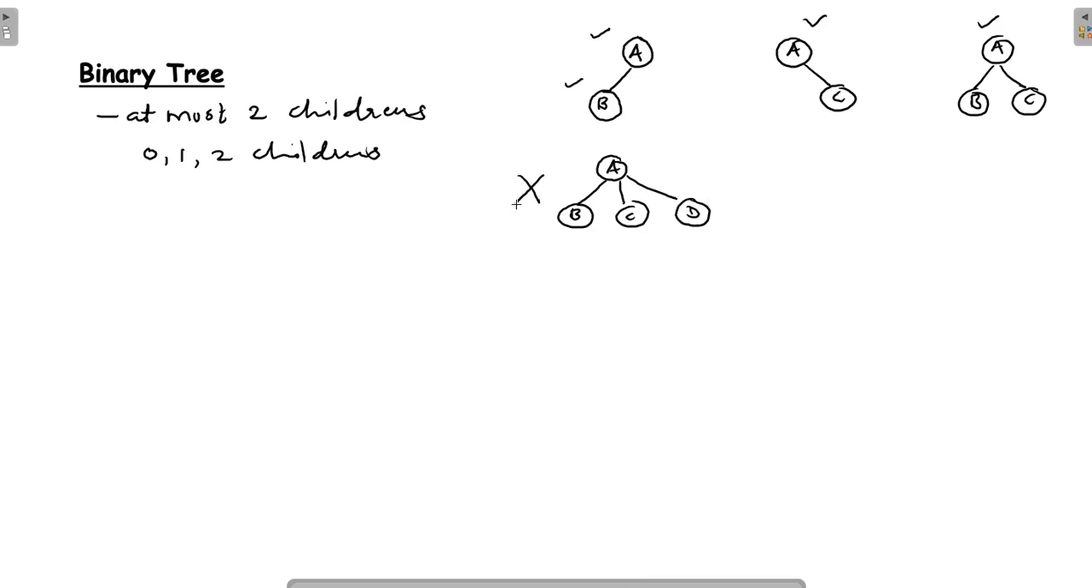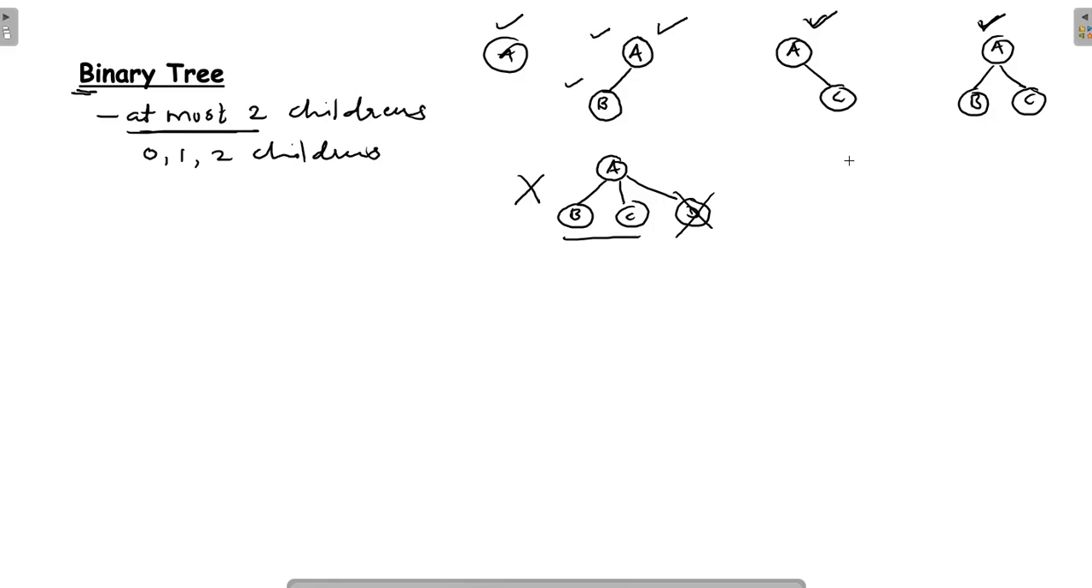Suppose there is a root node which has children B, C and D. This is not a binary tree, because at most two children can be allowed. If there are no children, only one child, only a left child, or only a right child, that is allowed. If you have both children, no issue, but you cannot have more than two children. So that is a binary tree.